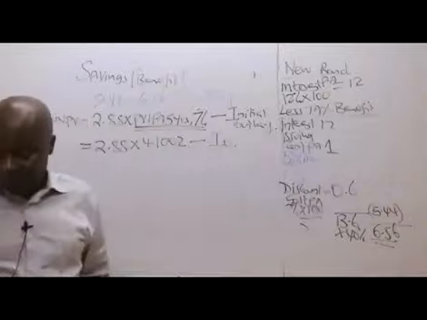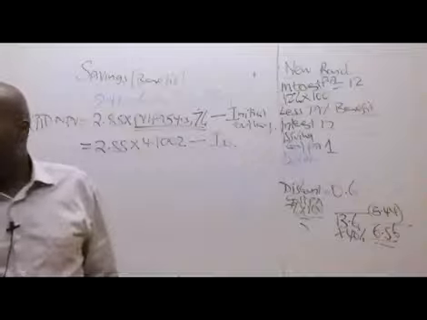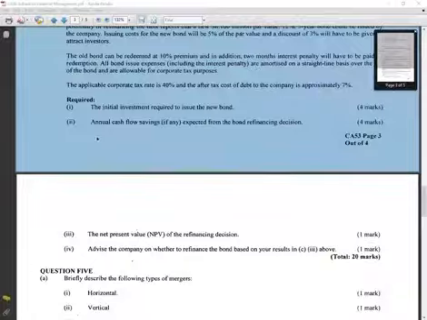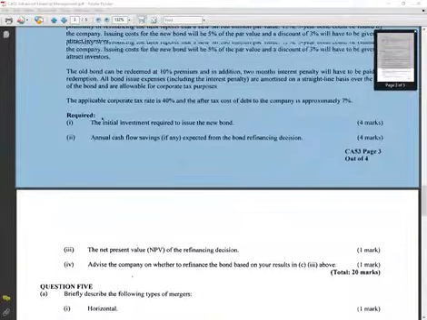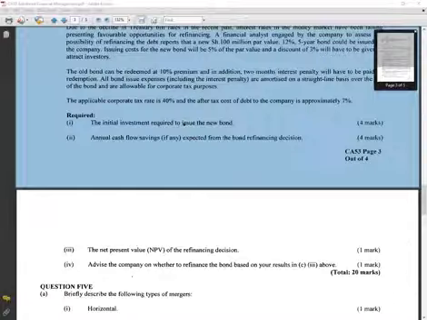Now, ladies and gentlemen, thank you. The initial outlay is where there is a small bit of work, but it has no problem. This initial outlay is what you have been asked in Roman 1. Check this: the initial investment required to issue the new bond. If we decide to issue the new bond today, what are those expenses we will incur today?